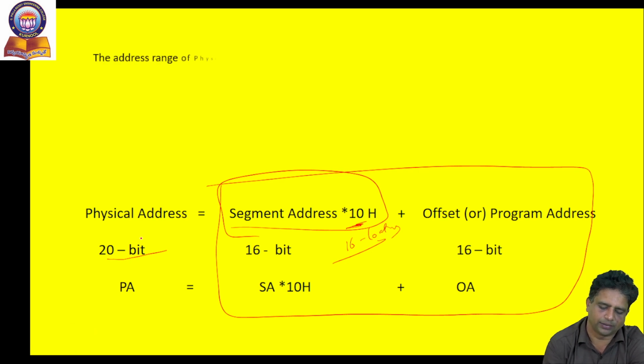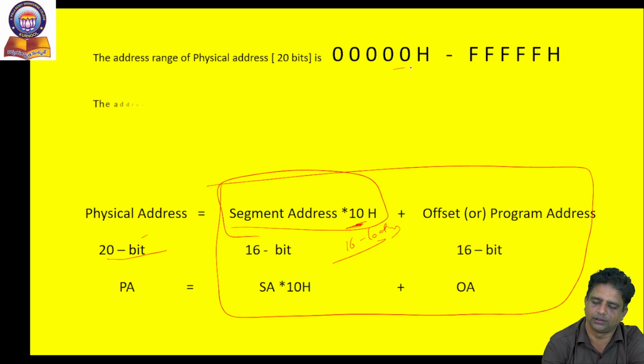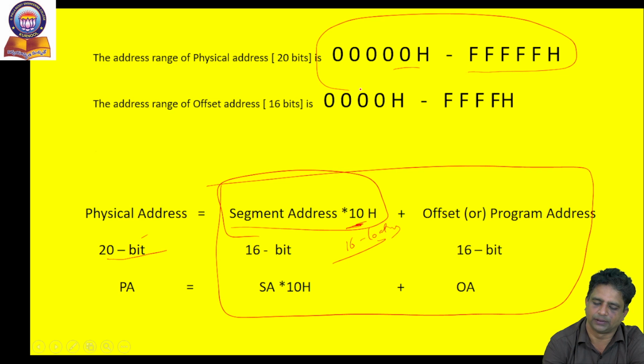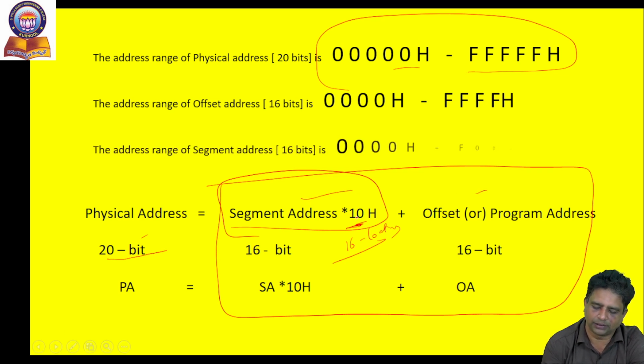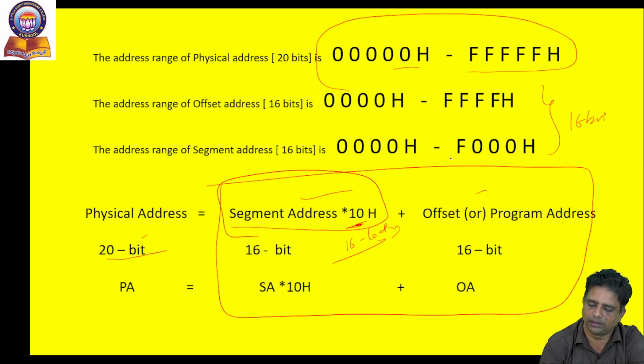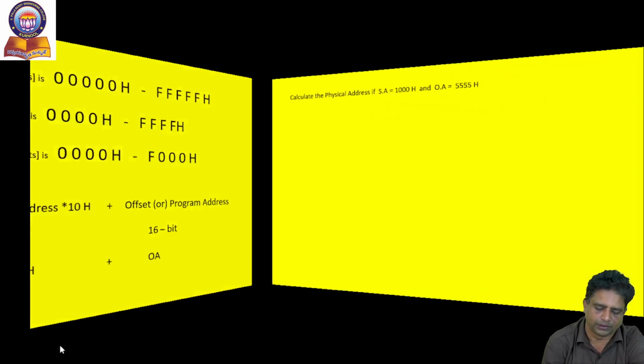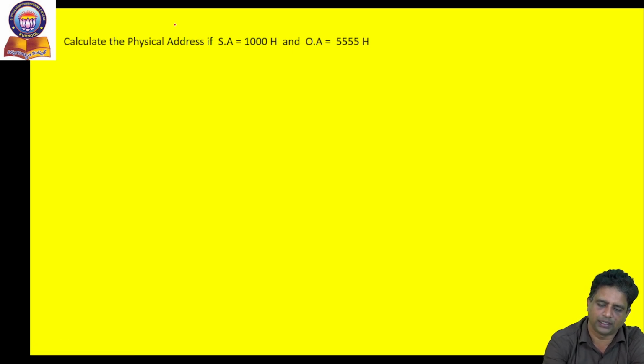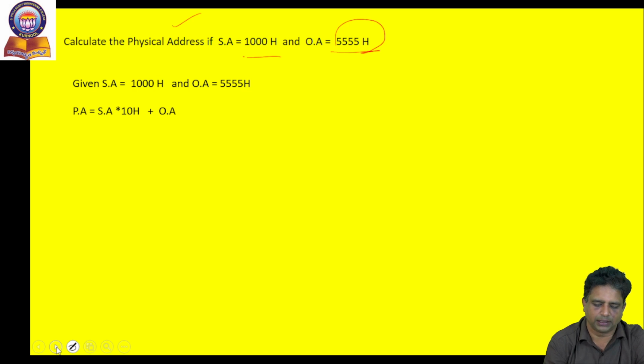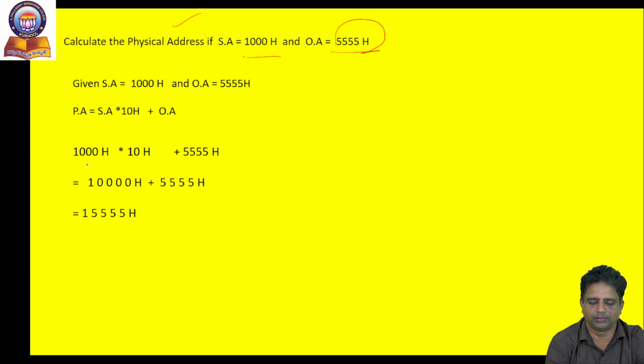What is the range of a 20-bit address? 00000H to FFFFFH. Still, by using these two addresses, we can generate a physical address. And the range for each of them is only 16-bit. Still, you can see the range varies with respect to the segment address here. So using this, let us perform a simple example: find the actual address by taking the offset address of this and the segment address of this, and it happens like this. PA is equal to SA times 10H plus OA, the offset address. So the mechanism is given like this.